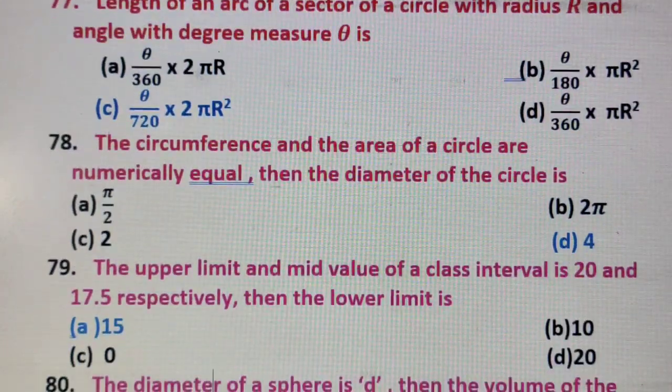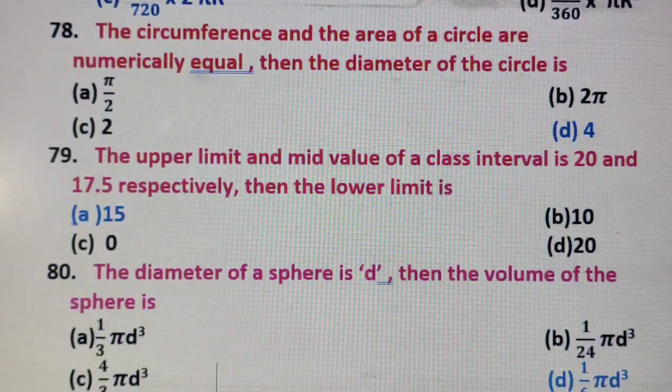The upper limit and mid value of a class interval are 20 and 17.5. That is 2 into 17.5, that is 35. 35 minus 20, it is 15.